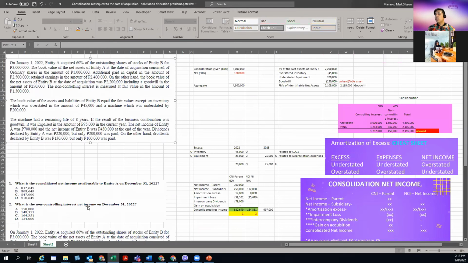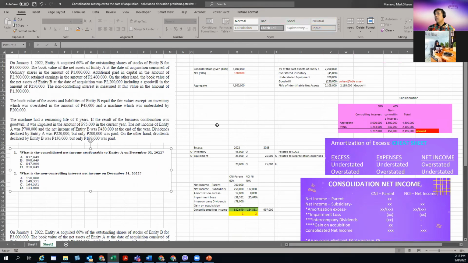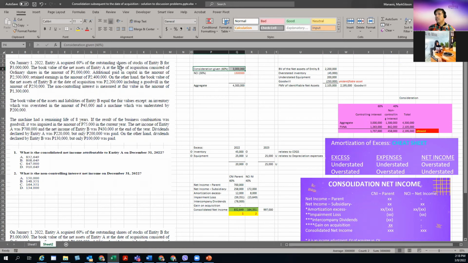Let's have problem number 2. So problem number 2, of course, let's begin with yung template natin to compute for the goodwill. Of course, we have the consideration given, that's 60%. So that's 3 million. This should be 40%. Book value of net assets of Entity B, that's 2,200,000. Sabi, overstated ang inventory. Kung overstated, ibawas. Sabi naman, understated ang equipment by how much? 200,000. So, idagdag.